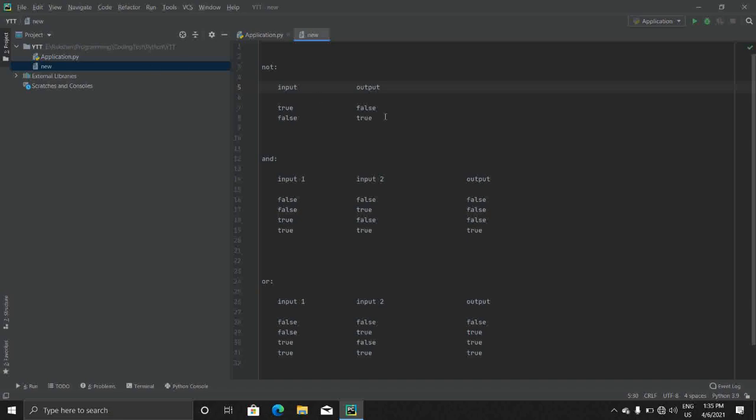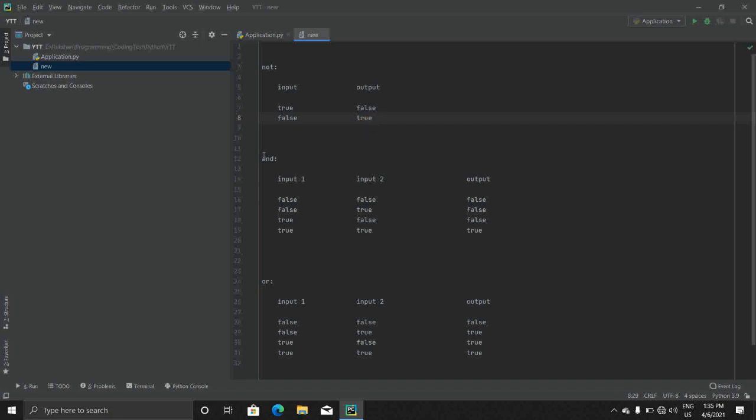First, let's take the not Boolean operator. It has one input and one output. When we give input as true, it gives output as false. When we give input as false, it gives output as true.